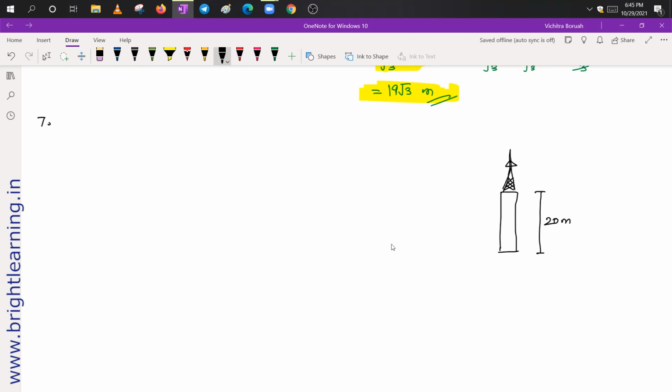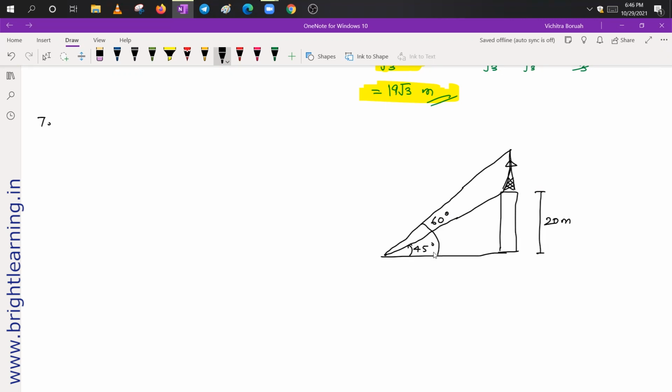Now suppose from this point, the angle of elevation to the bottom and top. From here, suppose this is the top of the transmission tower and this is the bottom of the transmission tower. So angles of elevation are given. Suppose this is the ground. So this angle is given as 45 degree, and this angle is given as 60 degree.